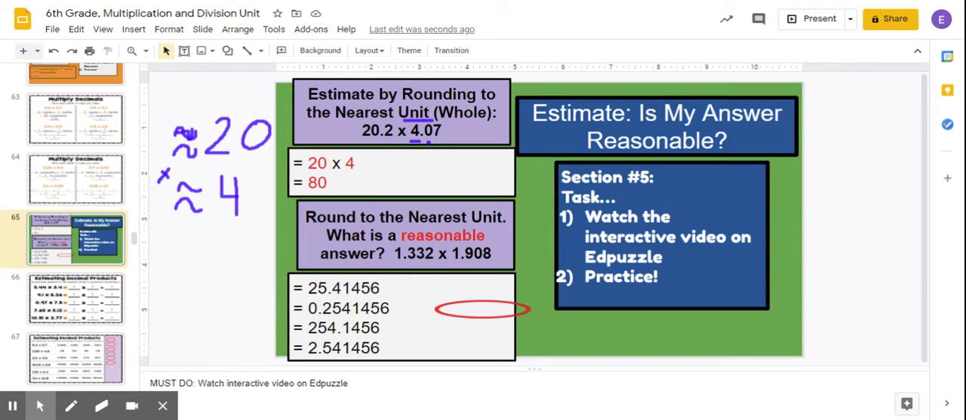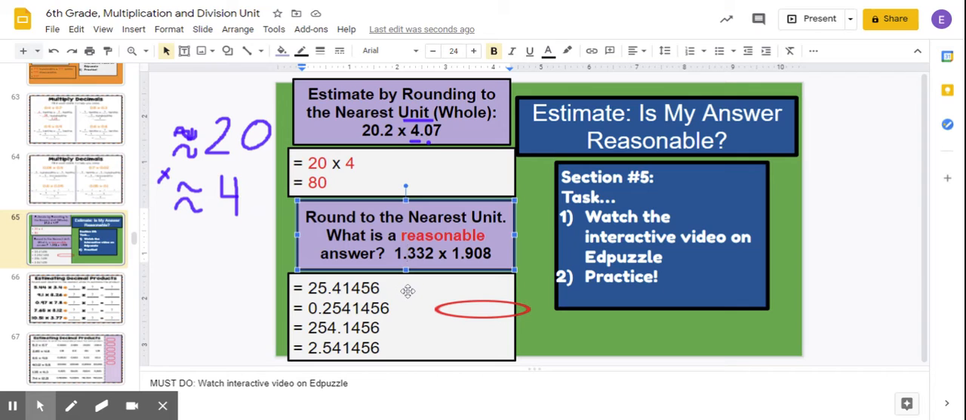Another way that estimating can come in handy is when you're rounding to the nearest unit, like we were just doing. Sometimes you get confused about where the decimal point should be. And the point where a decimal point lives really matters, because it changes the power of 10 of it, significantly. So what we're going to do here is think about, in this problem, 1.332 times 1.908. What is a reasonable answer?